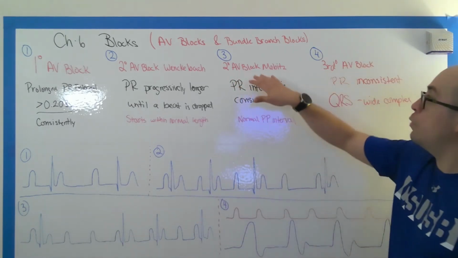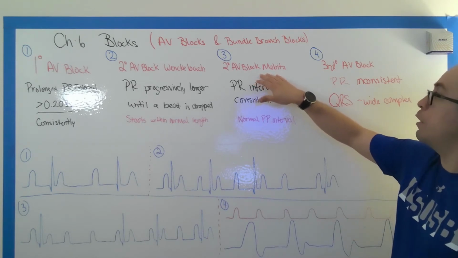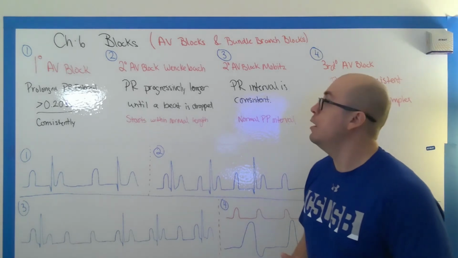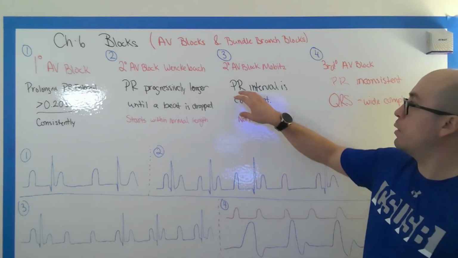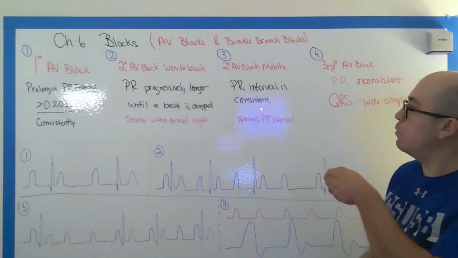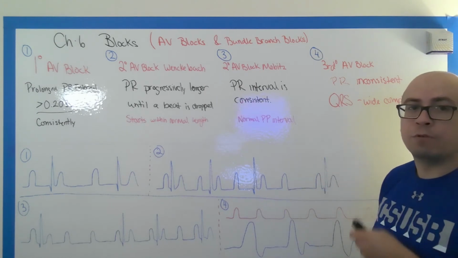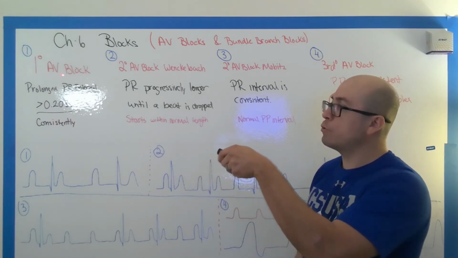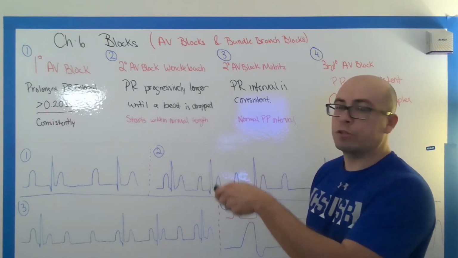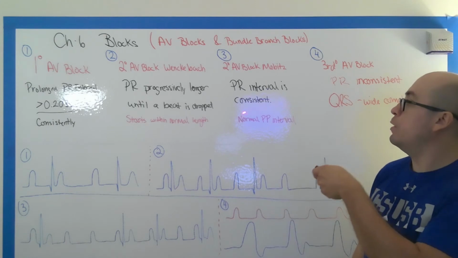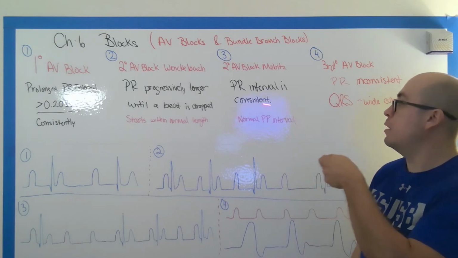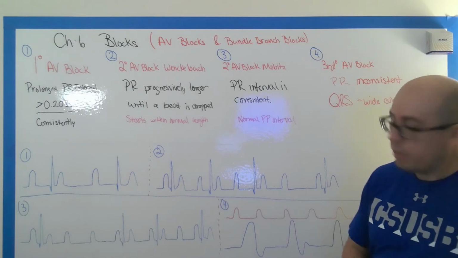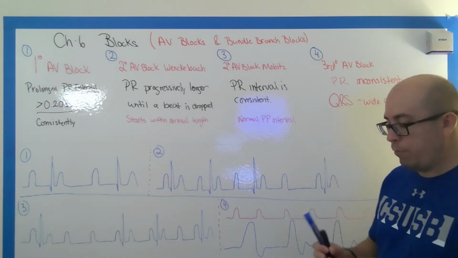Let's move on to our second degree AV block, and we call it Mobitz, M-O-B-I-T-Z. And in Mobitz, what we're going to see is a consistent PR interval also. It's not going to change like this one, right? In a first degree AV block, it's consistently large. This one in Mobitz, it's consistent within its normal PR interval. Should be not a PP, but a PR interval.